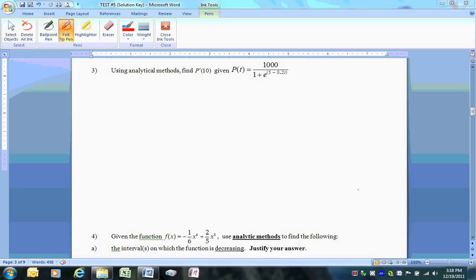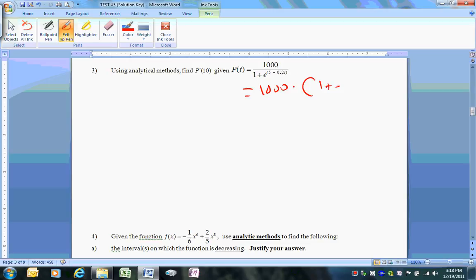For number 3, I would rewrite your function as the following. I rewrite p as equals 1000 times (1 plus e^(5 minus 0.2t)) raised to the negative 1 power. Try to avoid the quotient rule if you could. I mean, it'd be fine, but I'm going to try to avoid it here and use a combination of power and chain rule.